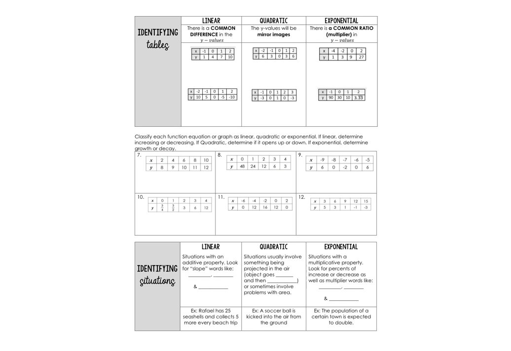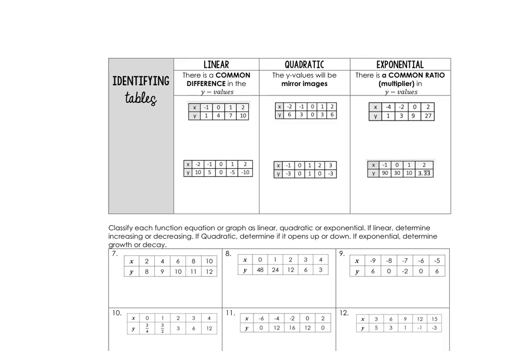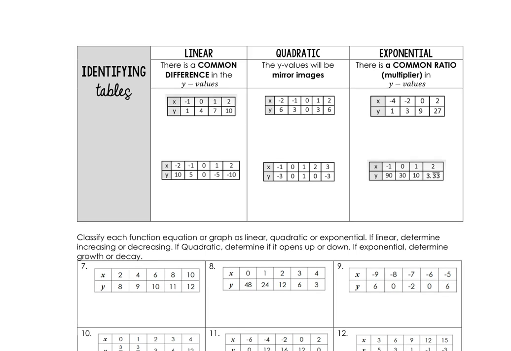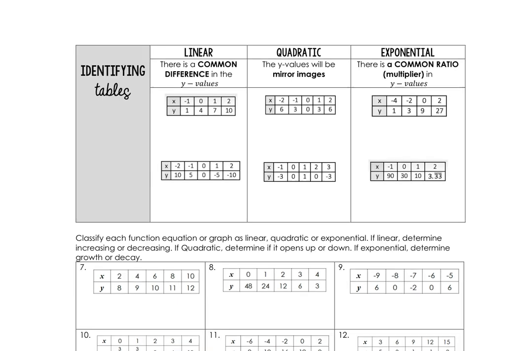Now we're going to look at tables. So how can we identify linear, quadratic, or exponential from a table? So if we are looking at linear tables, there's going to be a common difference in the y values, meaning they're going to be adding by something or subtracting by something.